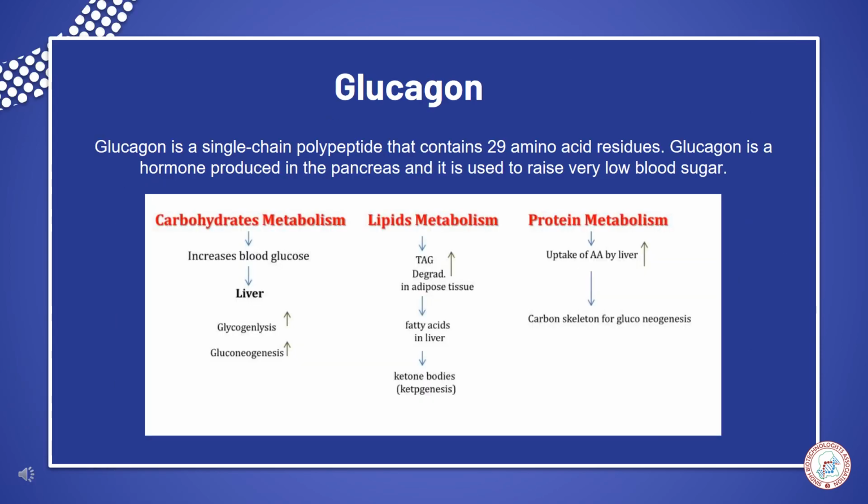The second most important hormone is glucagon, which is also secreted by the pancreas, by the alpha cells of the pancreas. It is also a polypeptide chain or protein hormone that is comprised of 29 amino acid residues, and this hormone is basically used to raise a very low blood glucose level. So if we talk about carbohydrate metabolism, it will try to increase the blood glucose level.